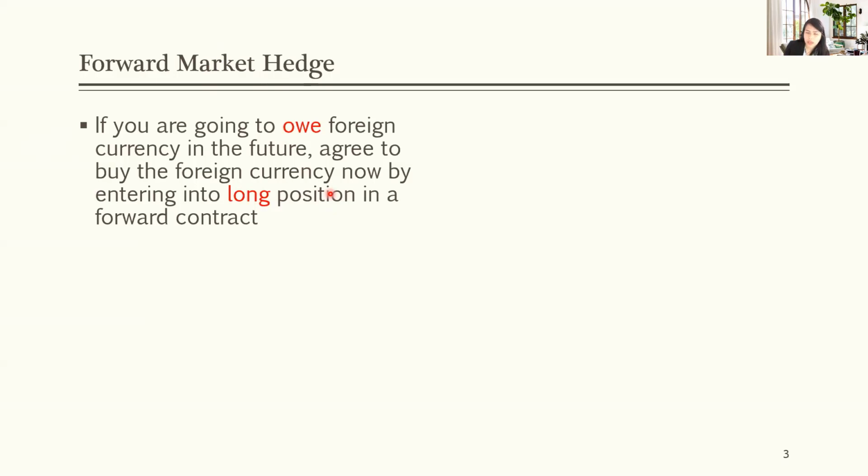So one way for me to hedge that exposure is to enter into an opposite position in my forward contract. If I anticipate I'm going to be short in the foreign currency, I'm going to enter into a long position, i.e. I'm going to buy the foreign currency forward, so that the gains or loss in my forward contract will offset the changes in the liability of my account payable, right?